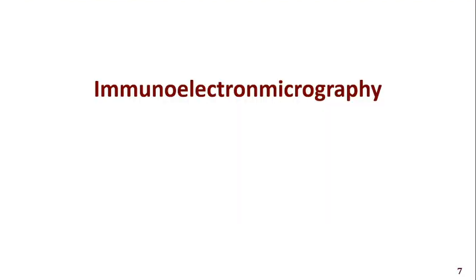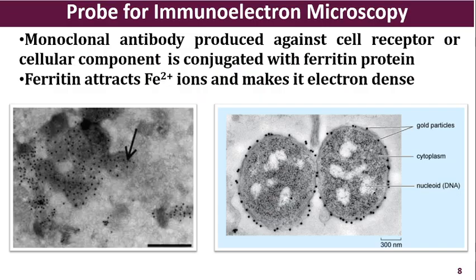I will move on now to immunoelectron micrography. This is another technique where the antibody molecule is going to be used in electron micrography by conjugating it with another protein which is called ferritin.